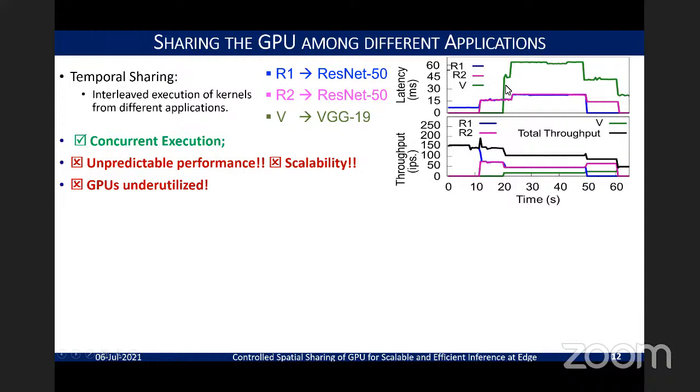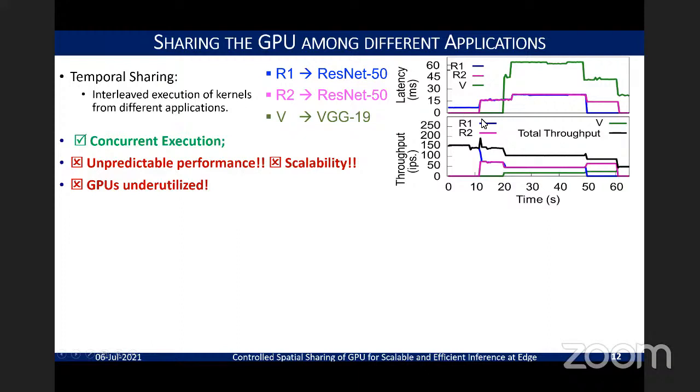That's the VGG instance. So you can see here, this result is the plot of the inference throughput and latency that we get when we run this experiment. In the first 10 seconds, only R1 is running, and it gets a throughput of around 150 inferences per second, and its latency lies somewhere around 7 milliseconds.